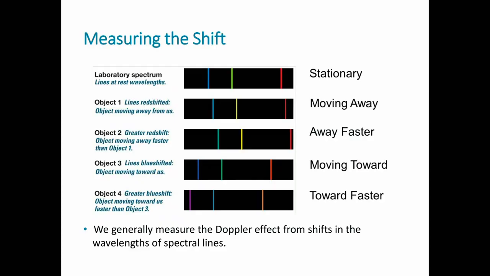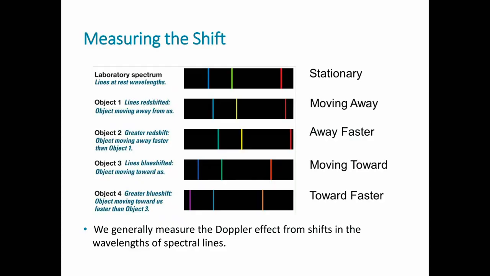Do it even faster. Now the red is even more red. Now the green light is completely yellow, and the blue line is starting to look more green. And then you can do it the other way too. If we have the object move towards us, that red line starts to look more orange. The green line is starting to look more blue, and then the blue line will start to look more violet.